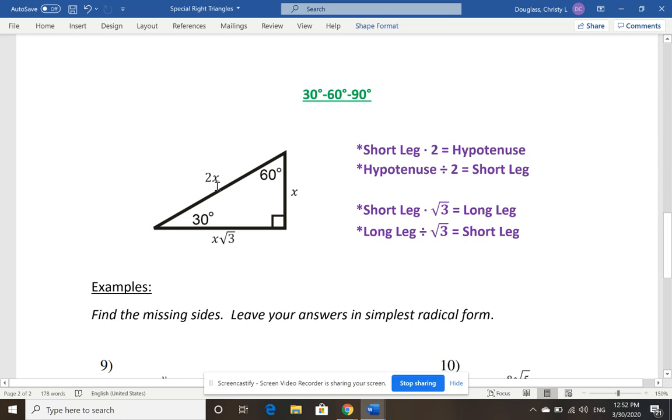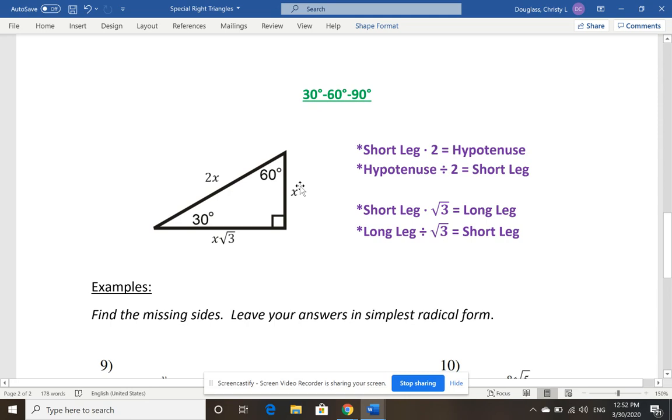And if you're going the opposite way, if you need to know the short leg and you have the hypotenuse, you can take this number and divide it by 2. You can also do math between these two guys, the short leg and the long leg. You can take your short leg and multiply it by the square root of 3, and that gives you your long leg. Or you can take your long leg and divide it by the square root of 3 to get your short leg.